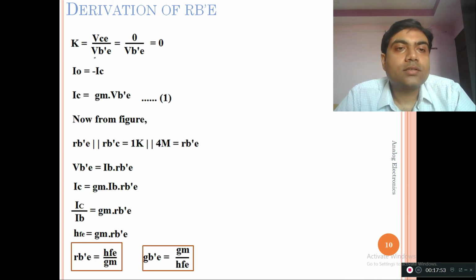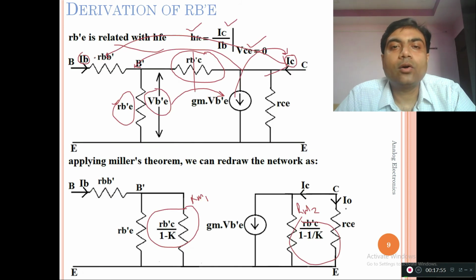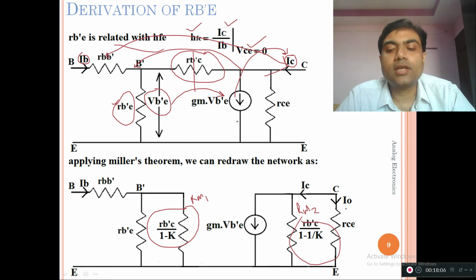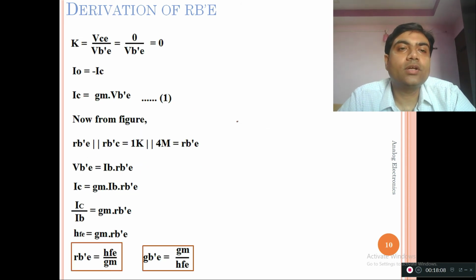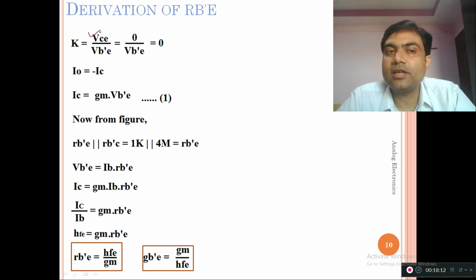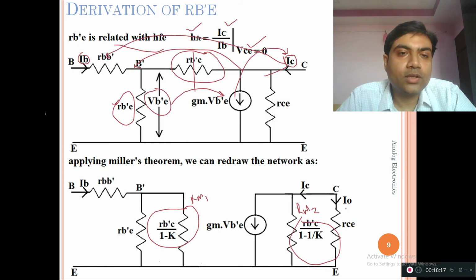And now since we have said already that VCE is going to be 0, because we are interested to calculate the value of the HFE, I have to ultimately find the value of the K. What is K? K is output voltage upon input voltage. So what is output voltage here? Output voltage is VCE and input voltage is VB dash E. So now I am not taking the value of the VBE as we have done in the previous case.